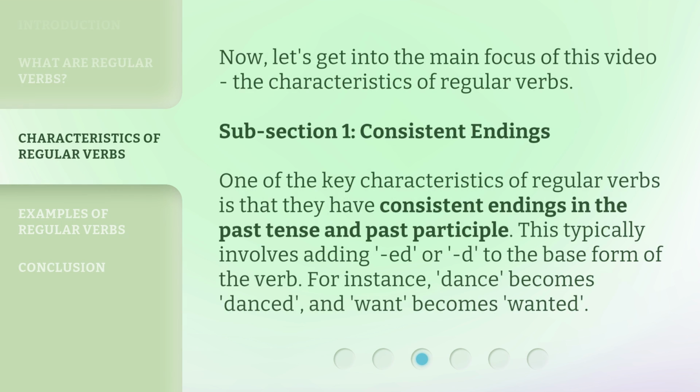Now, let's get into the main focus of this video, the characteristics of regular verbs. Subsection 1. Consistent endings. One of the key characteristics of regular verbs is that they have consistent endings in the past tense and past participle. This typically involves adding ed or d to the base form of the verb. For instance, dance becomes danced, and want becomes wanted.